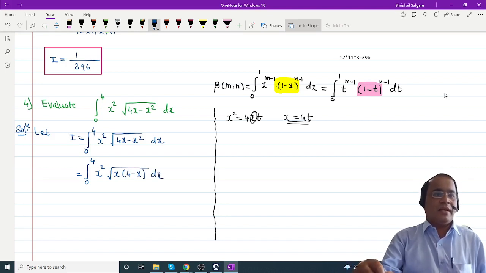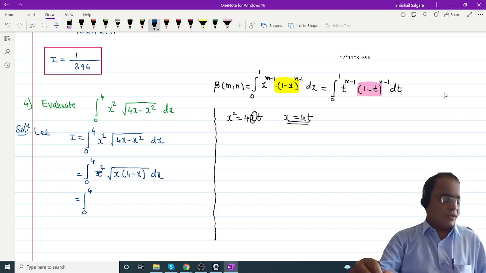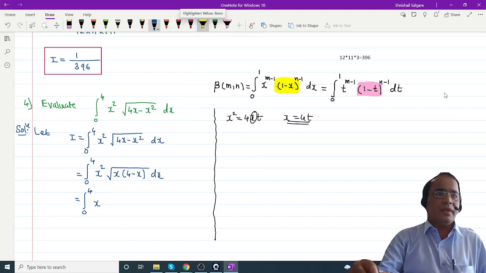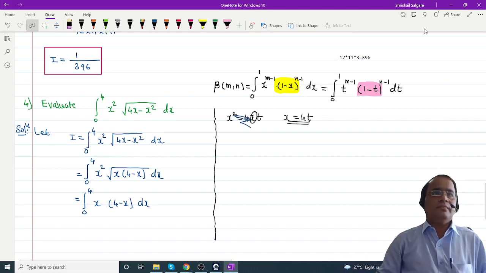So what it will come, integral 0 to 4. I will collect the terms of x together. What will be the power then? x raised to, and the second one is 4 minus x. Only two factors are there. So what are the powers?